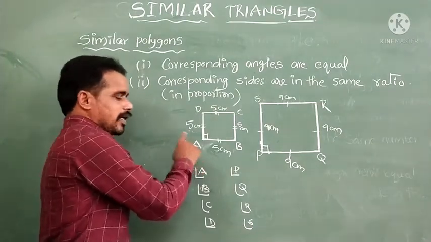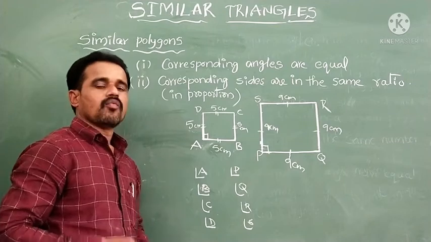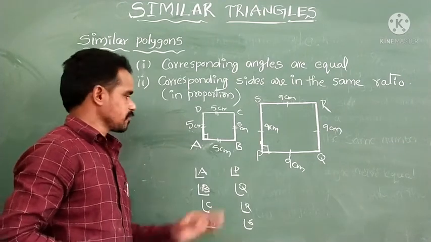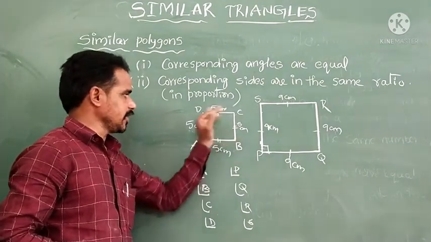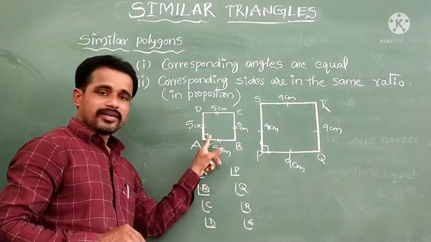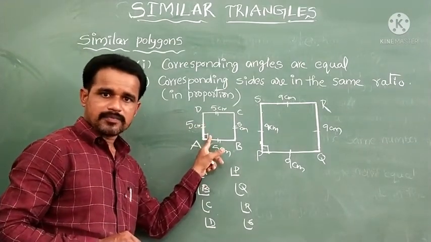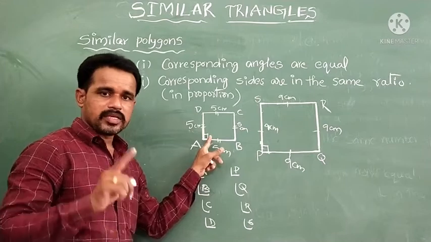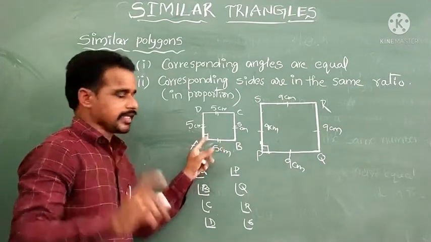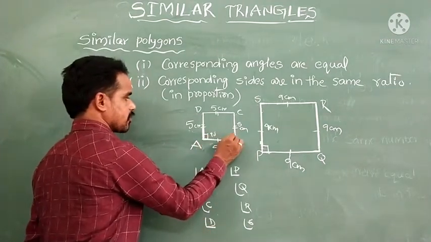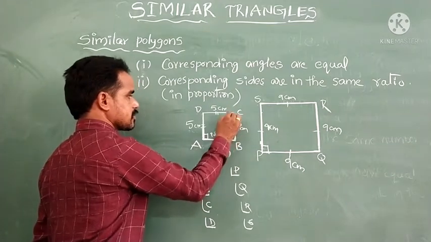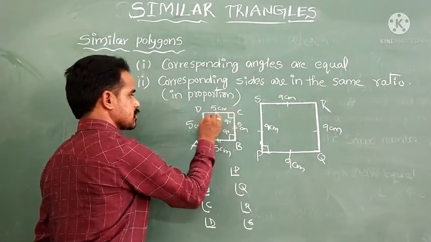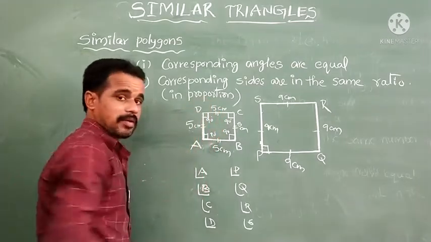See, whatever square you take, what are their angles? In this square ABCD, each angle is 90 degrees. Am I right? Properties of squares: each angle of a square is 90 degrees. So this is 90 degrees, this also 90 degrees, this also 90 degrees, this also 90 degrees. Am I right?